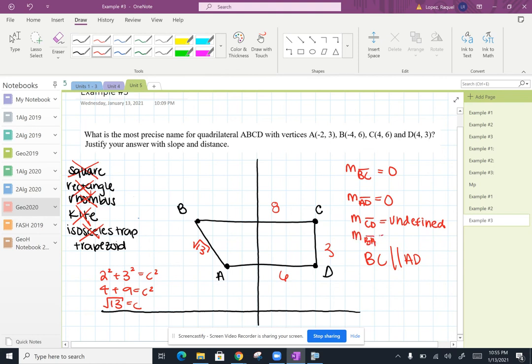So the slope of BA is going to be 1, 2, 3, so down 3 and over 2, so negative 3 halves. Now I know that I only have one pair of parallel sides, and I'm good to go.